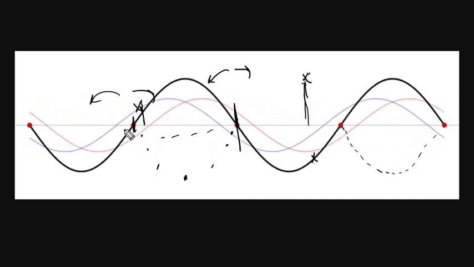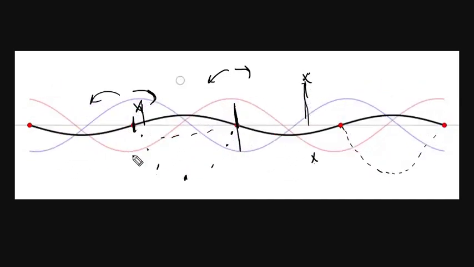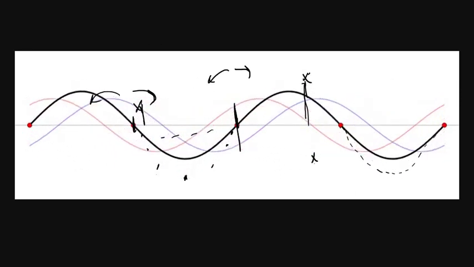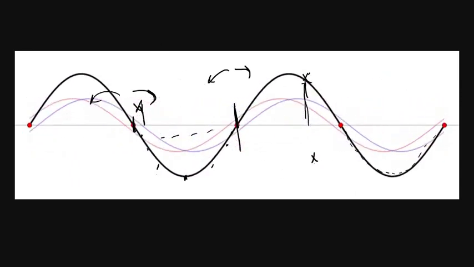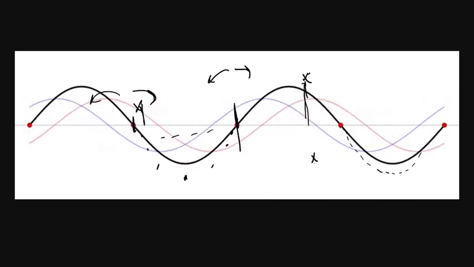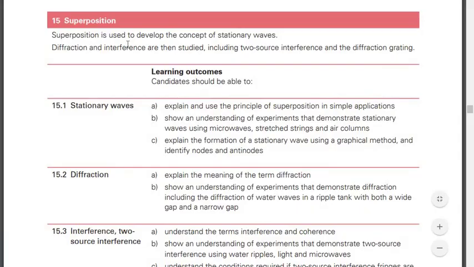Alright, so yeah, that would be the basic conclusion of standing waves. If you see the points, standing waves, stretched strings and air columns. Is this clear to everyone? Explain the formation of stationary waves using a graphical method and identify nodes and antinodes. That's it for stationary waves. Clear? Yeah.